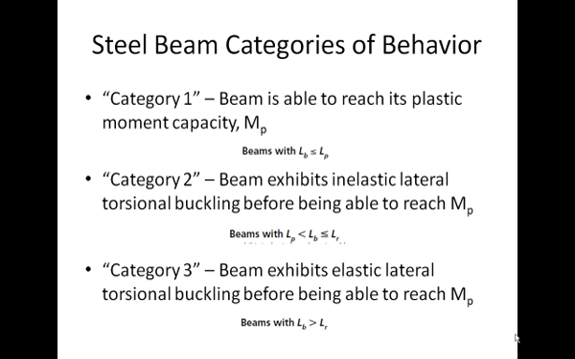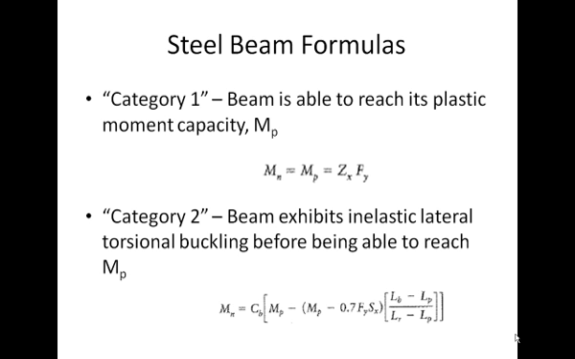Category 1 is when your unbraced length is less than or equal to L sub P. Category 2 is when your unbraced length is between L sub P and L sub R, and Category 3 is when your unbraced length is greater than L sub R. As far as the formulas go, you won't fall into Category 3 all that often, so I'll let you look up that formula in the book. But Category 1 and Category 2 are quite common.